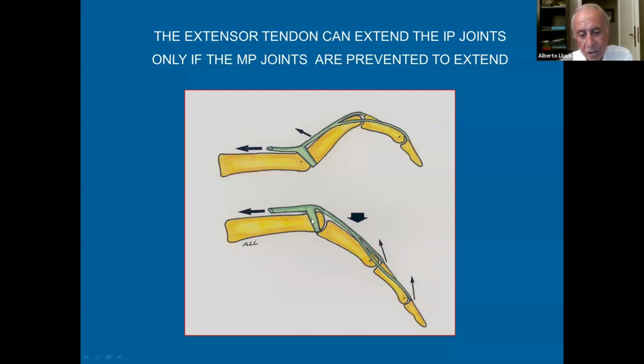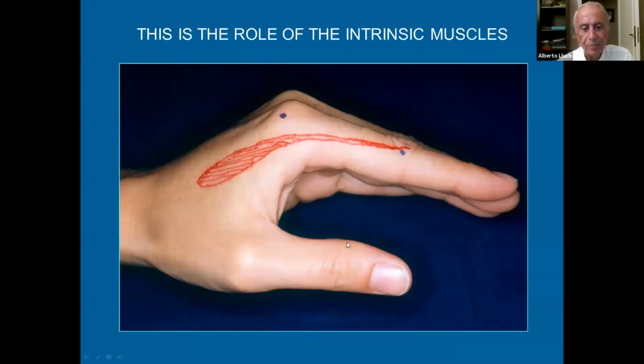And in order for the extensor tendon to extend the IP joints, proximal and distal interphalangeal joints, we need to flex the MP joint, because otherwise there is not enough excursion of the extensor tendon to extend the PIP joint and the DIP joint. But even with patients with a claw deformity, that don't have intrinsic muscles, the extensor tendons can extend the interphalangeal joints if we hold the MP joint in flexion. And this is the role of the intrinsic muscles.